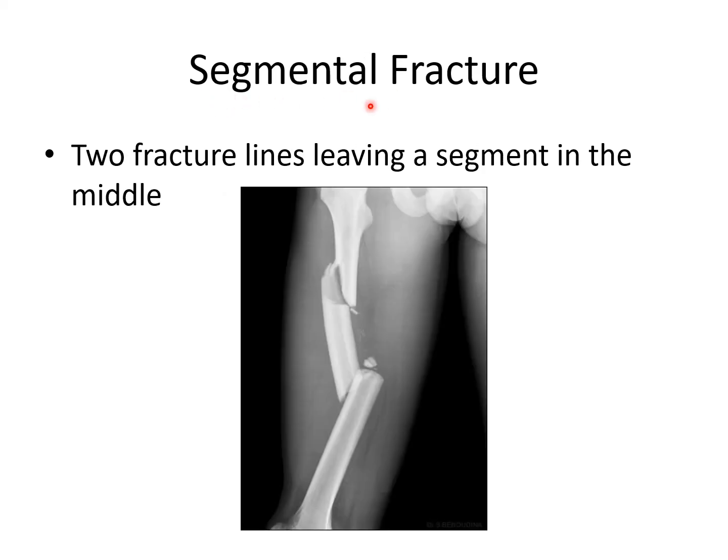A segmental fracture happens when you've got a break in the bone where there's two breaks and then just kind of one big chunk left in the middle, one segment in the middle. So here's an example of a segmental fracture, again, of the femur.